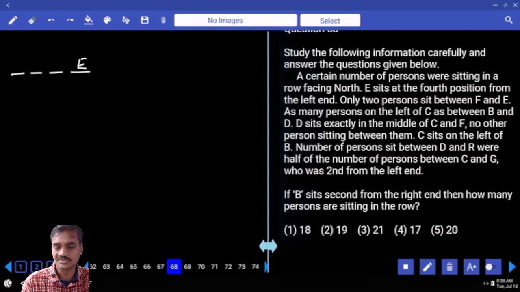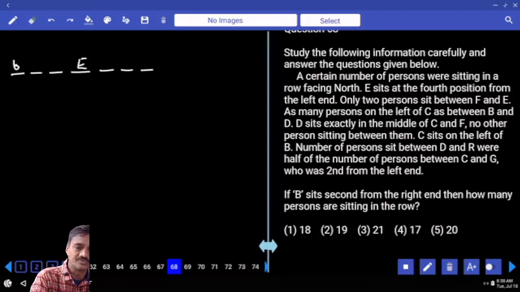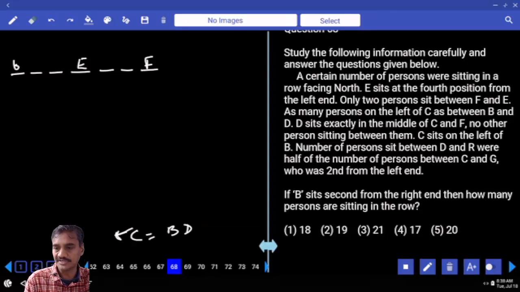Between E and F, the different possibilities we have are: F is here, and 2 persons between E and F can be here. Isn't it? Now 2 possibilities here. And as many persons to the left of C as between B and D. D sits exactly between C and F. Now D is exactly between C and F and there is no other person sitting between them. That means these 3 persons must be together.